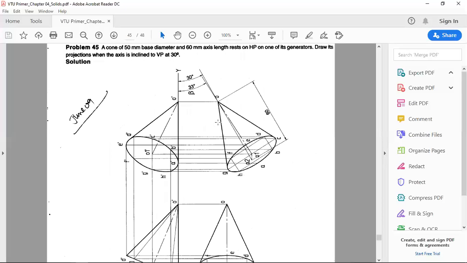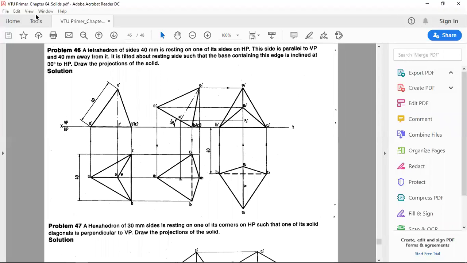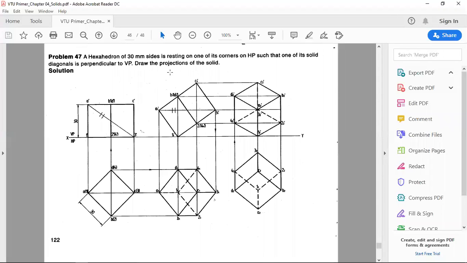Problem number 47. Okay, right. So hexahedron. In the previous sum we discussed the tetrahedron, now we are discussing the hexahedron. A hexahedron of 30 mm sides, resting on one of its corners on HP, such that one of its solid diagonals is perpendicular to VP. Solid diagonals and face diagonals are different. Solid diagonal is perpendicular to VP. Draw the projections of the solid.